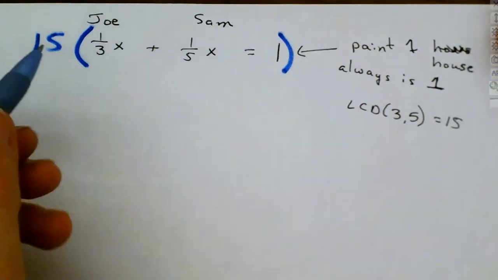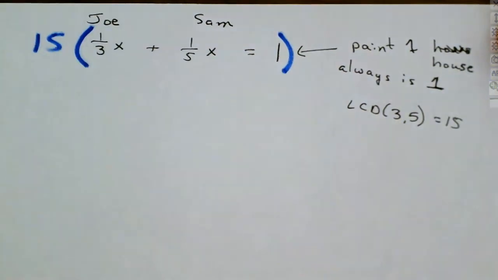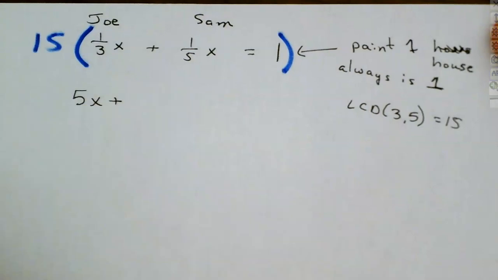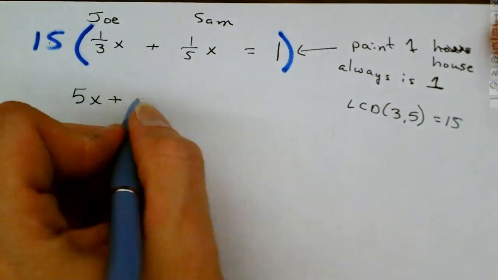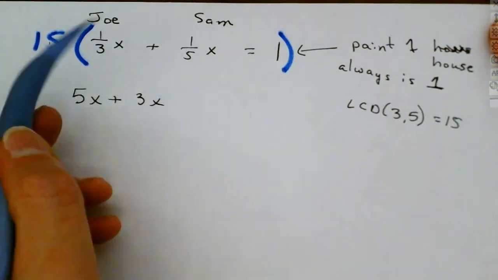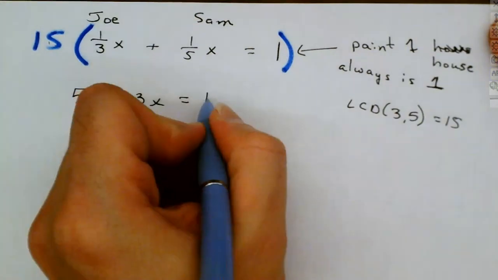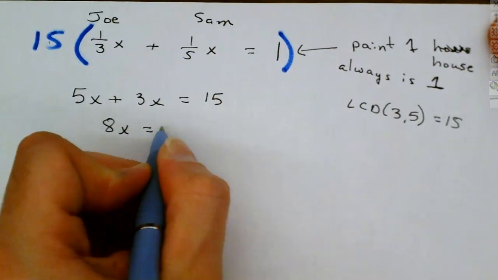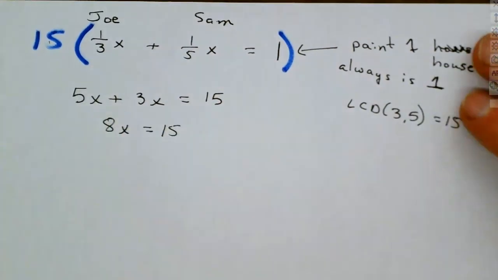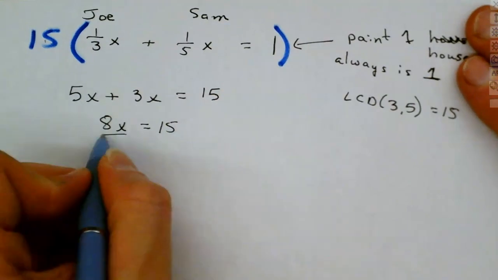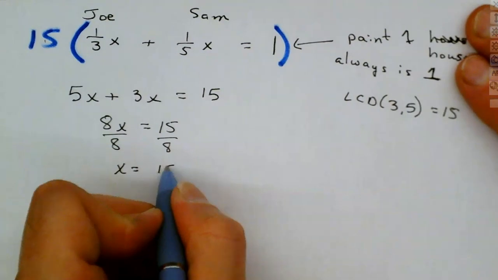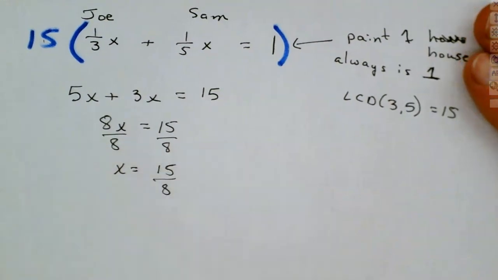Now we distribute through. So this is linear, so we can directly solve it. So 15 divided by 3, 5x. Okay, bring the x down with it. 15 divided by 5 is a 3x. And 15 times 1 makes it a 15. Add those together, and we get an 8x equals now 15. We divide by our 8, and x now equals 15 over 8.